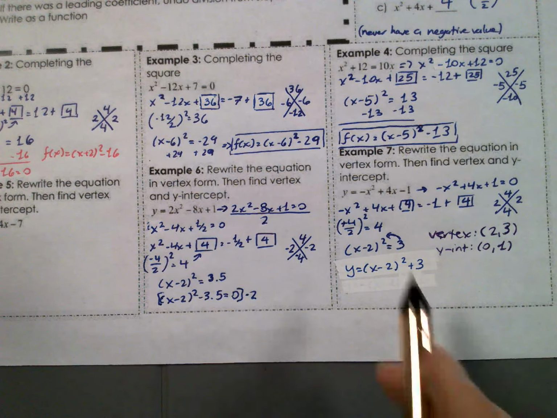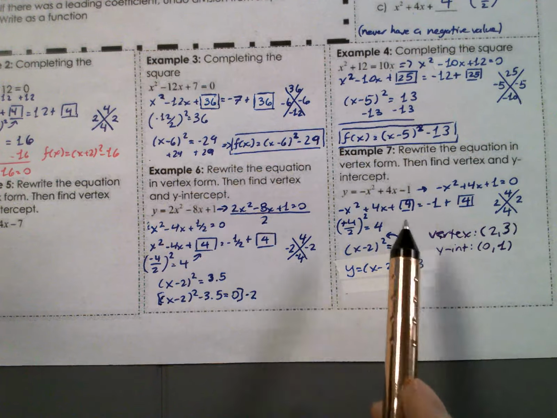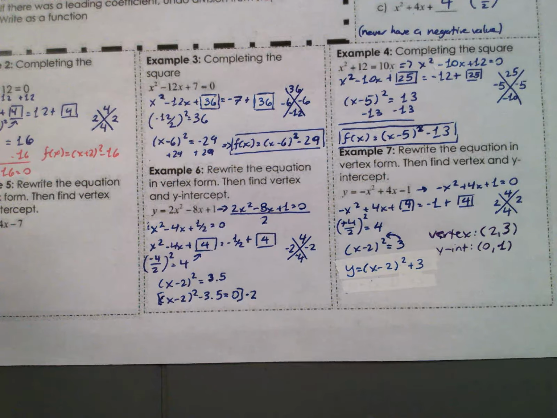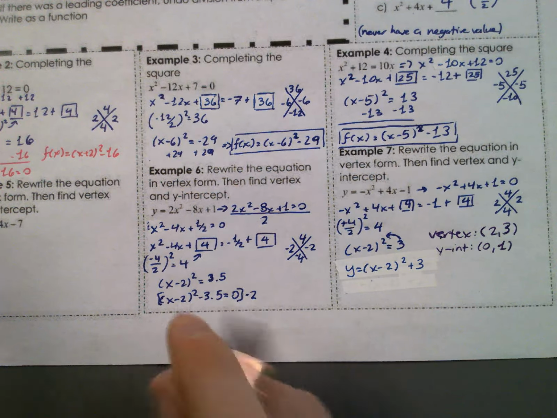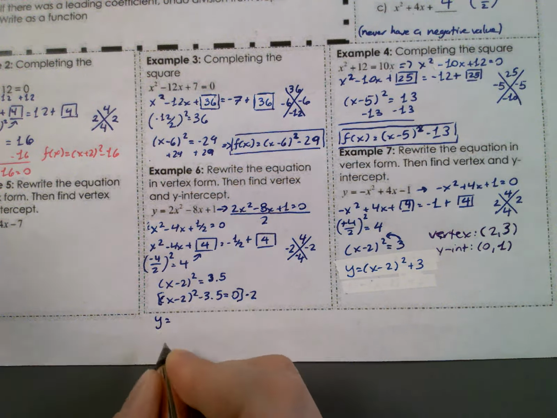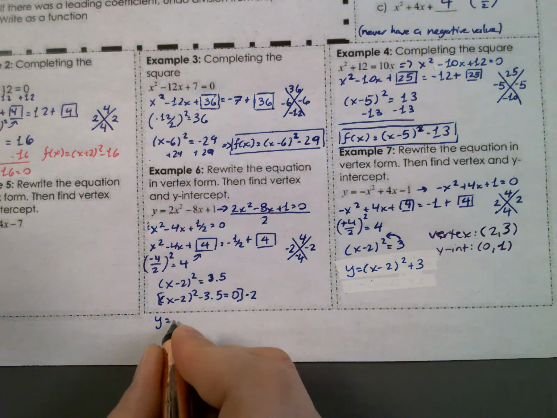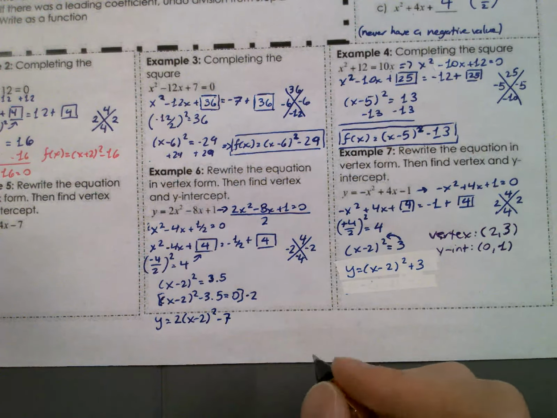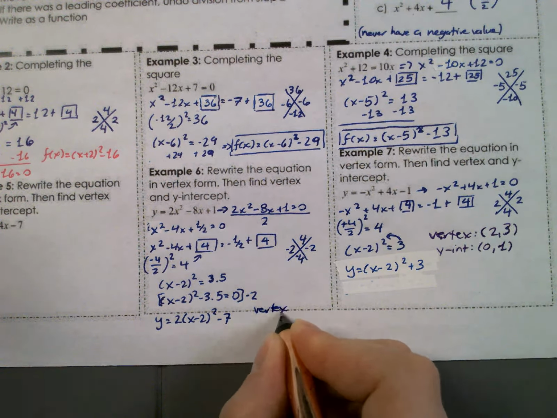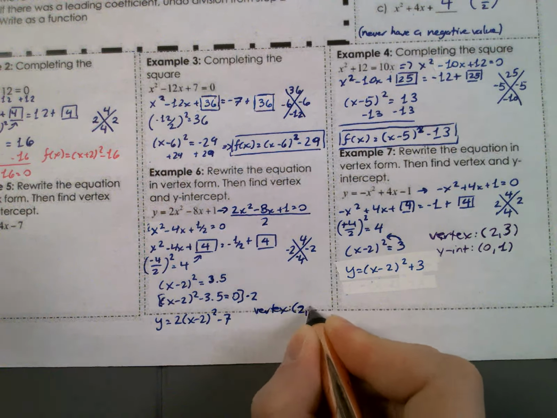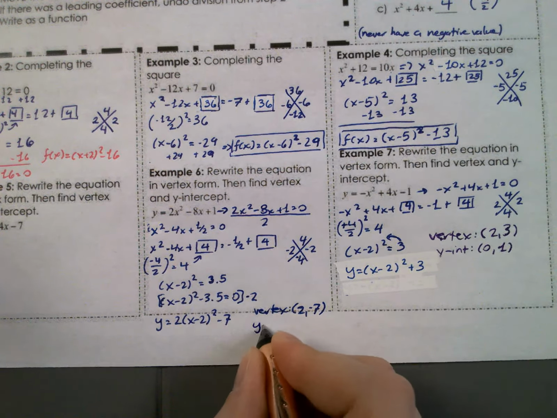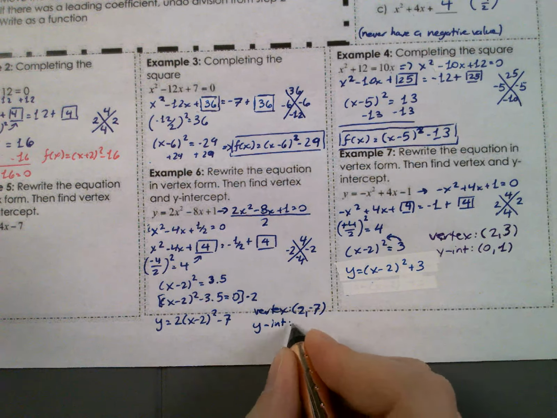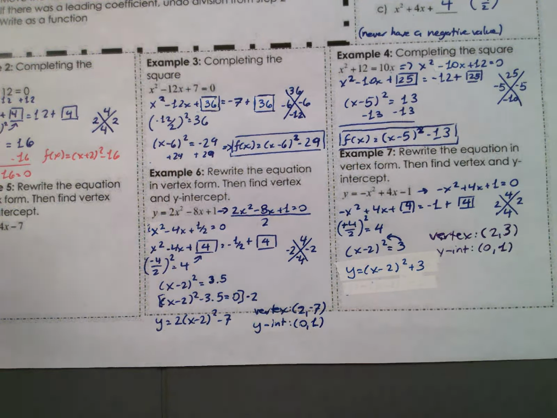And I just realized something: on the last one we'll need to go back and fix. I think I realized what I did wrong, and I know why I need to do that. I'll explain here in a moment. Okay? Multiply the entire thing by 2. And we get y equals 2 times (x minus 2) squared minus 7. So the vertex would be (2, negative 7). And the y-intercept would be (0, 1).